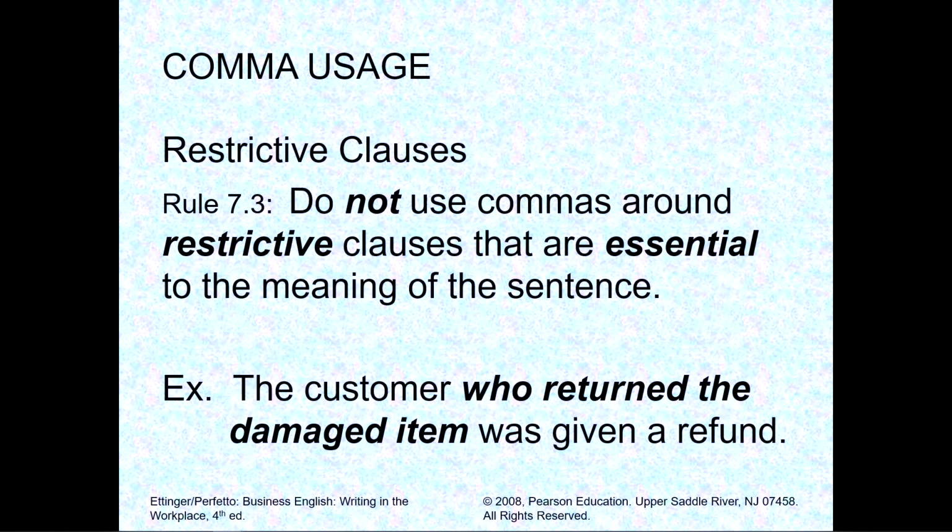Now let's say we take that out and let's read it. The customer was given a refund. It is a complete thought, but we are missing essential information. Why was the customer given a refund? Right? We just don't know. And the answer is who returned the damaged item. So the customer who returned the damaged item was given a refund. This is a restrictive clause. Again, terminology in the English language plays a big part. As long as you know what the definitions are of the terms, you're going to do well.